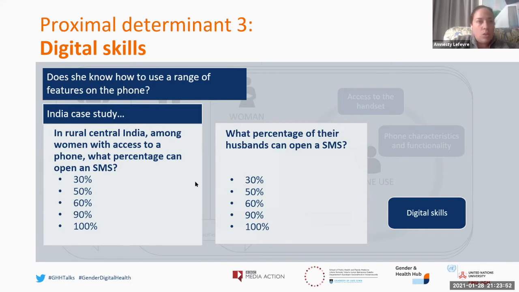Great. And could you just do me a favor and advance the slide too? Great. So we can see that most of you were pretty consistent. Actually, you thought in rural India, fewer women than our results suggested actually could open an SMS, but more or less you were pretty close to what our findings were. So we didn't even need to show you the results. You would have guessed it. Great. So next slide.